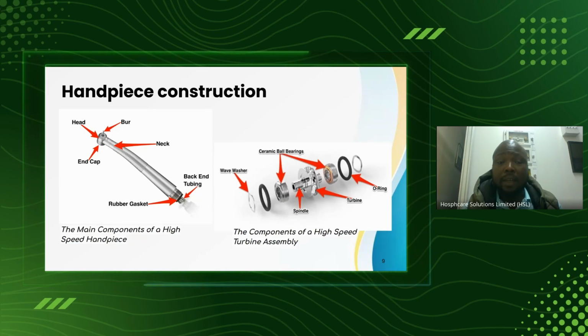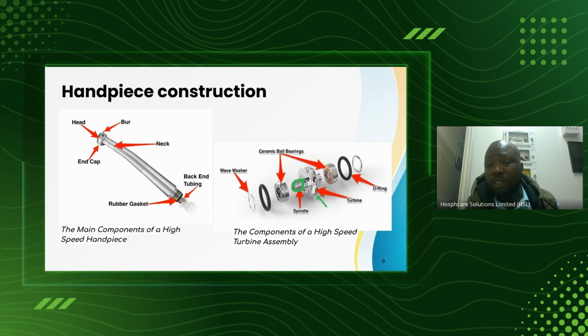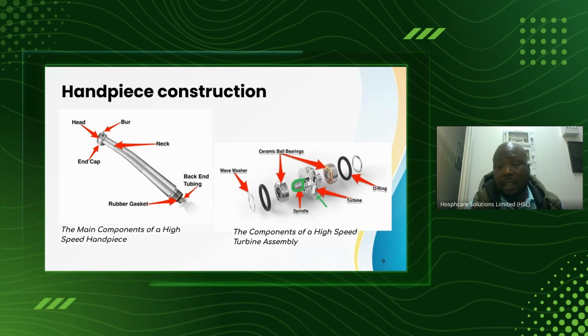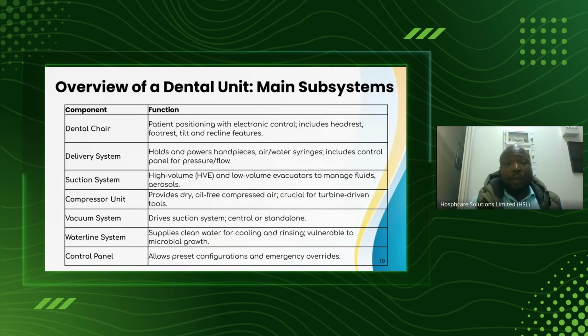And remember, the turbine is holding a bur on it. This is where the bur goes in. As a result of that, a high revolution is created, and the dentist is using that revolution to do the drilling and polishing of the teeth. So we have a general overview here.